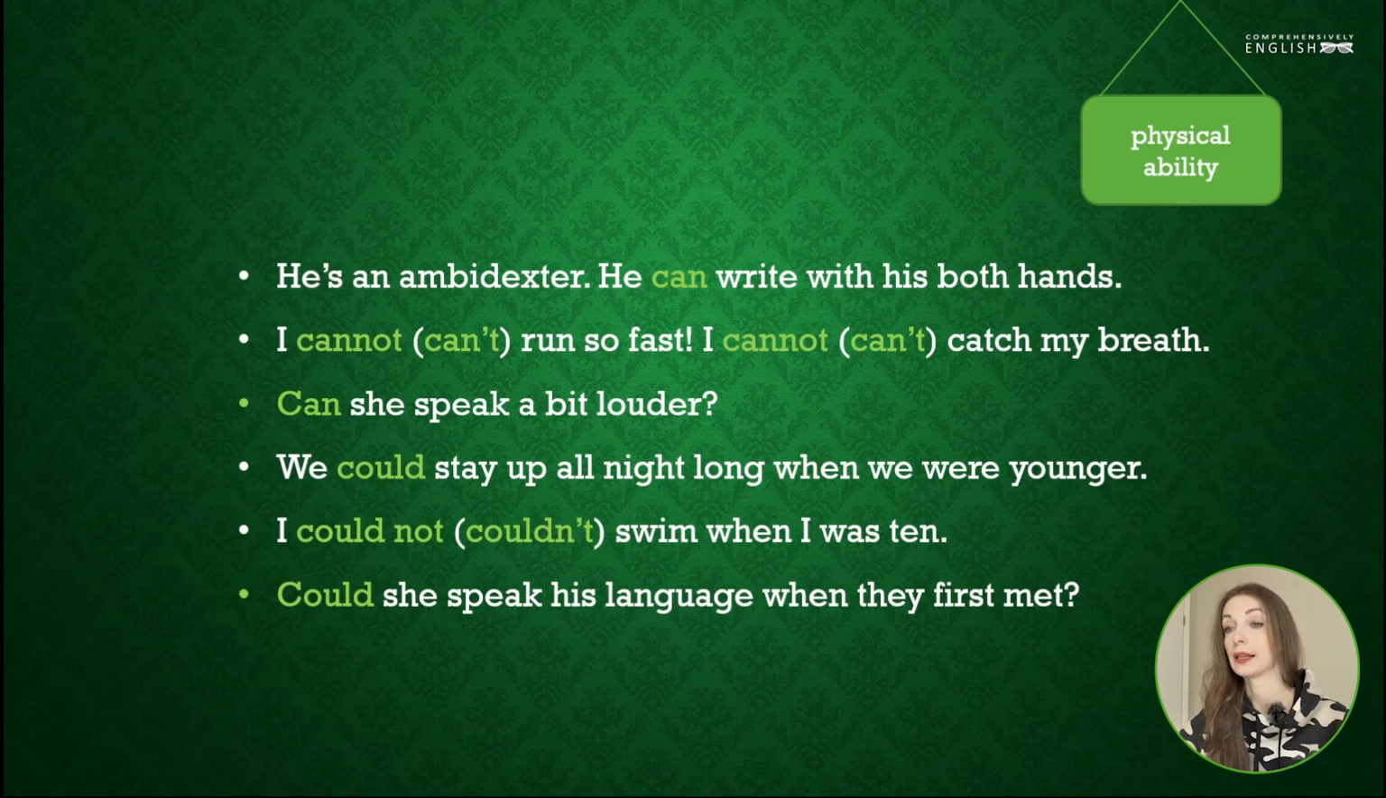Can she speak a bit louder? We could stay up all night long when we were younger. I could not or couldn't swim when I was 10. Could she speak his language when they first met? Here we speak about somebody's physical ability to do something in the present and in the past, or somebody's skill to do something. Could she speak his language? Did she have such a skill, right?